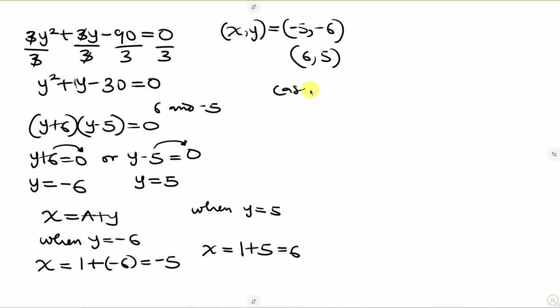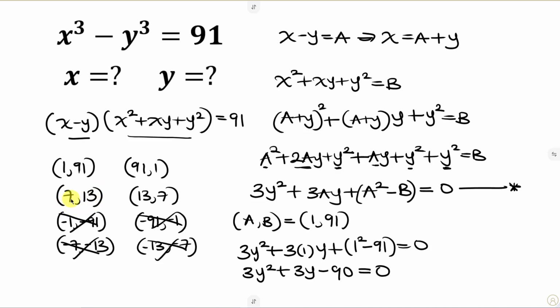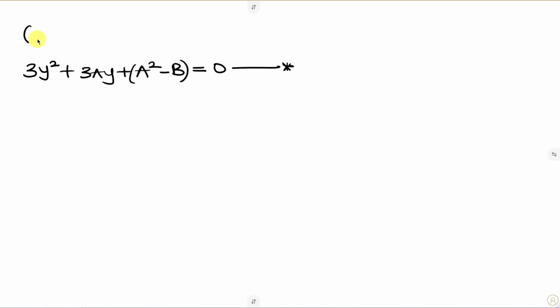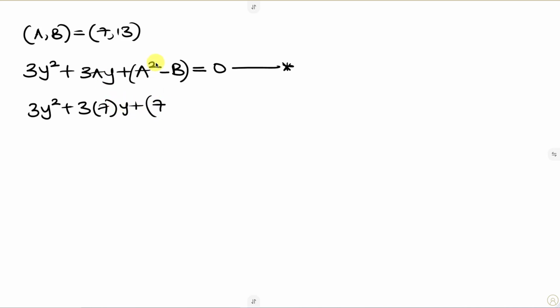Good. Now let's move on to our second case, which is case 2. Our case 2 is when we use these factors, 7 and 13. And we're going to be substituting this into the equation that we started with. So in case 2, we have a and b, which are the pair of factors. So we are using 7 and 13. So our a is 7 and our b is 13. So this becomes 3y squared plus 3 times a, which is 7, y, plus a, which is 7, squared minus b, which is 13. And this is equal to 0.